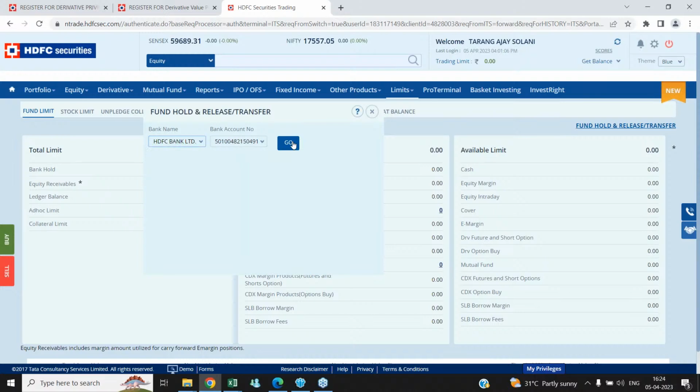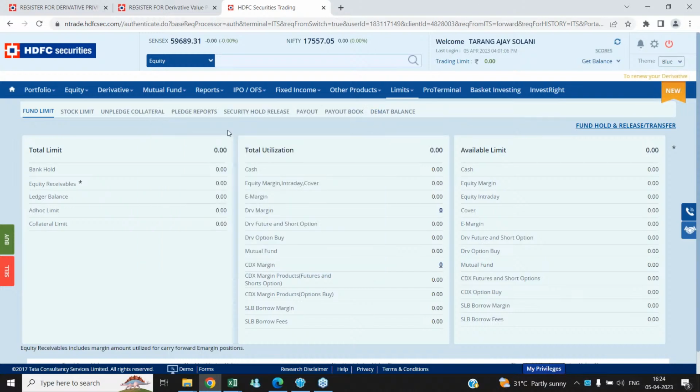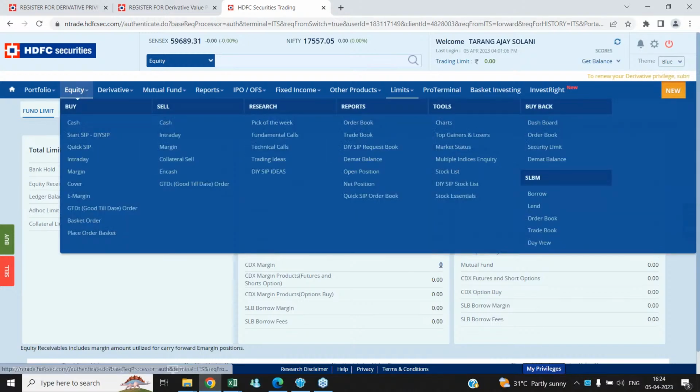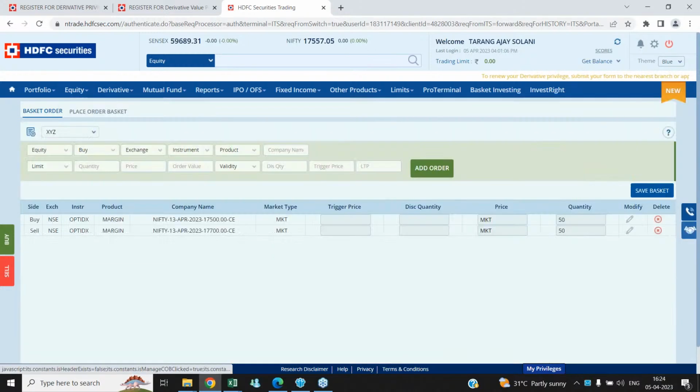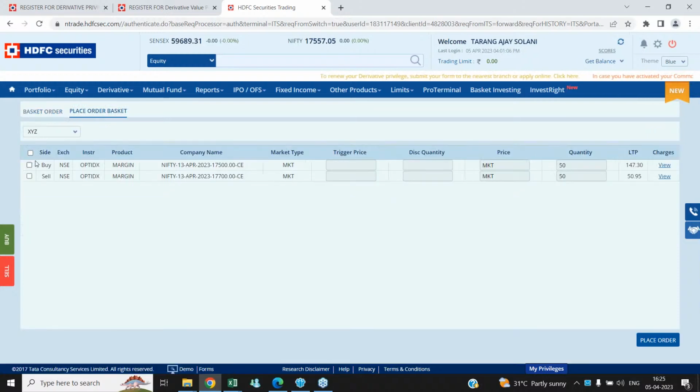You need to go on the bank from which you want to transfer the fund. How much is the total margin required? Suppose 50,000 of margin is required. Once you click on transfer, that amount needs to be transferred, and then only you need to place this order. Then only the order will get executed, or else your order will get rejected. Then select both the legs and place this order.